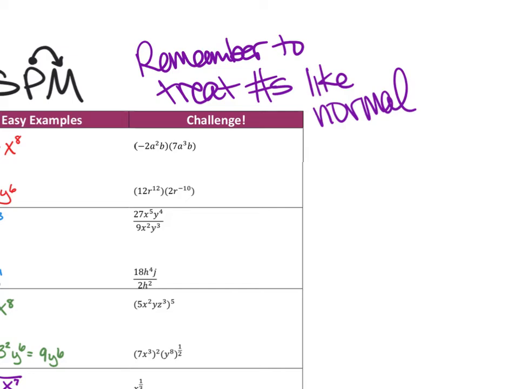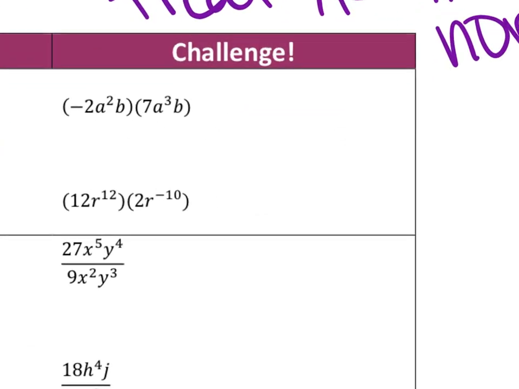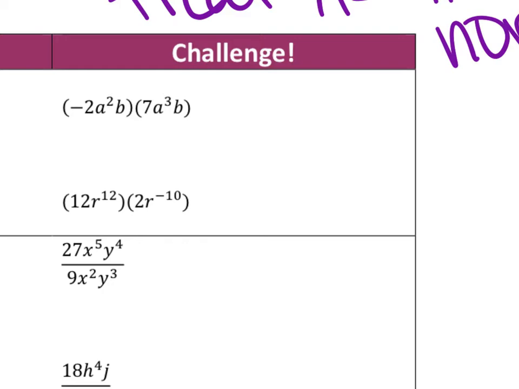For example, in this first little part right here, I'm going to zoom in so I can highlight better. But in this first example, you have some coefficients. Then you have some A letters. Then you have some B letters. We have to do each part of these with the bases that match. So the rules for regular numbers are the same. I'm just going to multiply the regular numbers. -2 times 7 is -14.